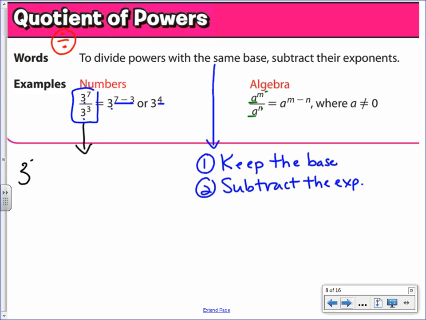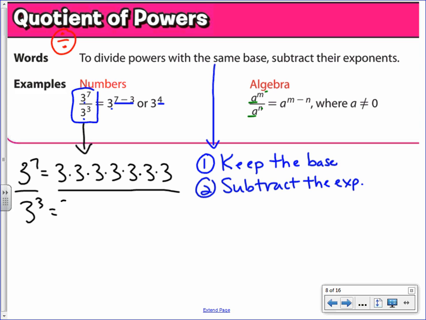3 to the 7th power equals 3 times 3 times 3, that's 4, 5, 6, and 7, divided by 3 to the 3rd. Well, 3 to the 3rd is simply 3 times 3 times 3. 3 divided by 3 is 1. They cancel. 3 divided by 3 is 1. They cancel. 3 divided by 3 is 1. They cancel. How many 3s are left? You got it. 4. Matches up right there.